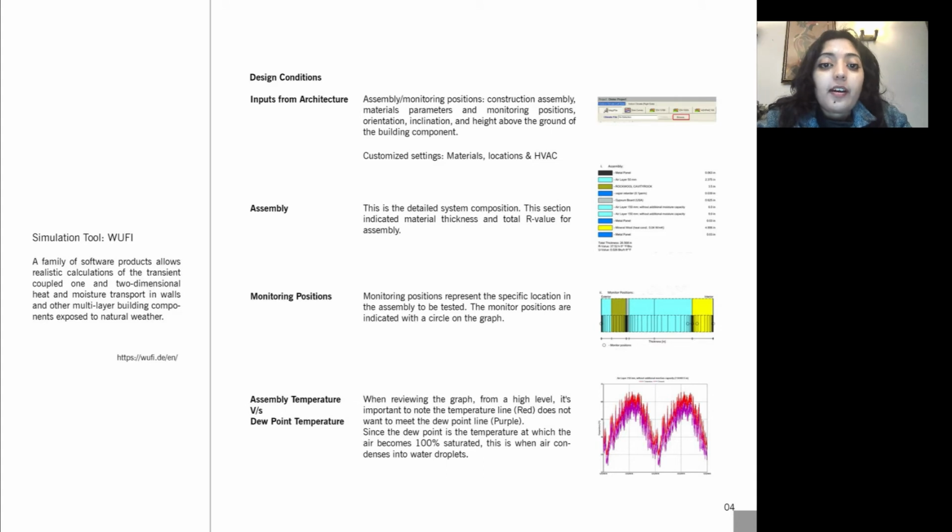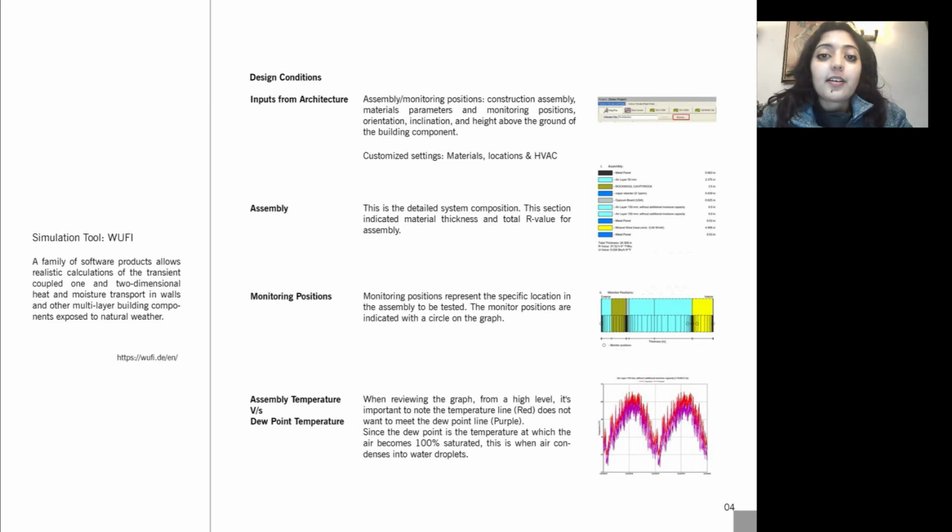For assembly, there are databases available for different countries and regions, general building materials, and especially materials that can be created for specific projects. One can also figure out the R values of the wall section using this tab. Then the second is the monitor position. This is very crucial because the monitor position is the location at which we want to measure the external assembly temperature. At the beginning of the project, I tested multiple monitoring positions for each wall section to find out the weak points in the assembly.